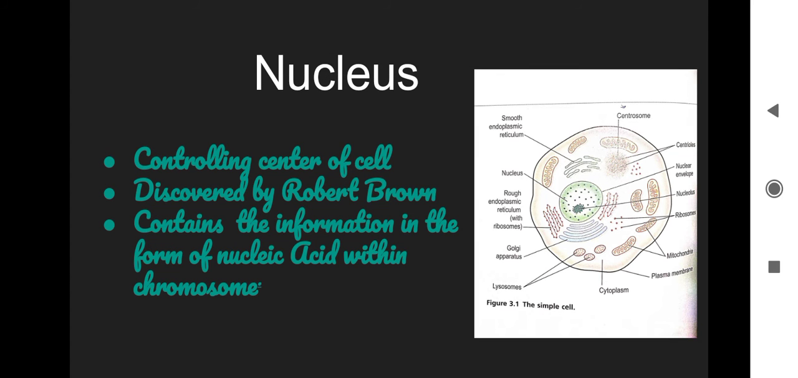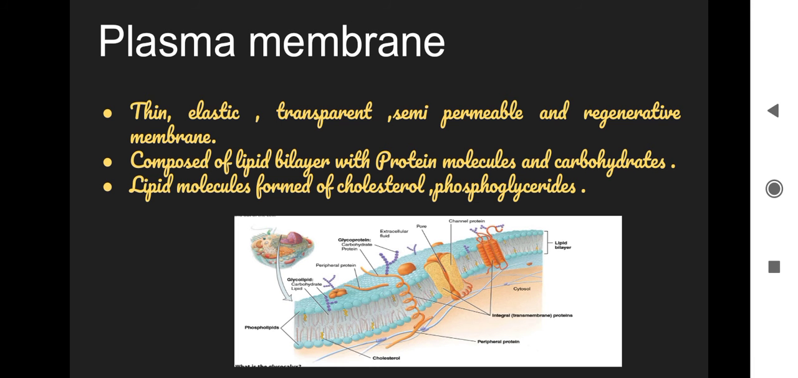Nucleus. The nucleus is also called the controlling center of the cell. It was discovered by Robert Brown and contains the information in the form of nucleic acids within chromosomes. This is the diagram of the nucleus, you can see here.